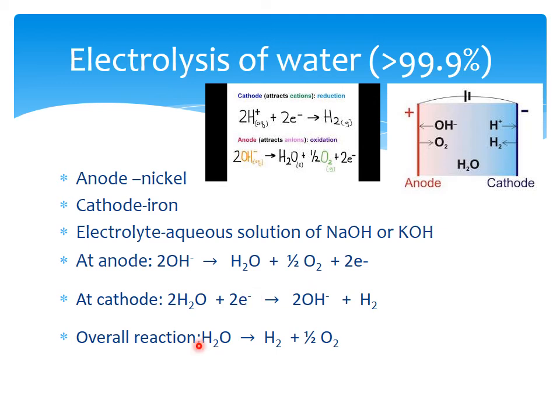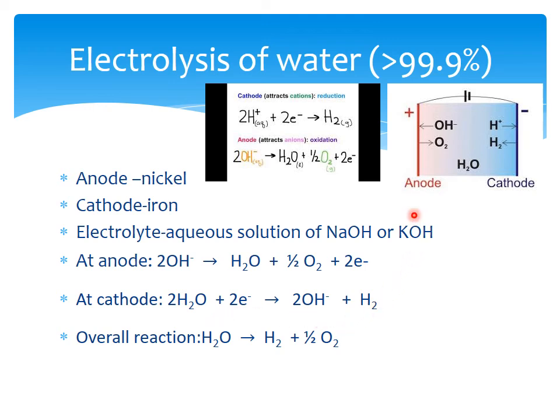In our textbook, instead of H plus, we have 2 H2O. That H2O can ionize into H plus and OH minus, and that 2H plus will be coming. That 2H plus will go as H2 and 2OH minus will be released out. And these 2H plus, plus means there is a lack of electrons, so they gain 2 electrons. 2H plus plus 2 electrons converted into H2.